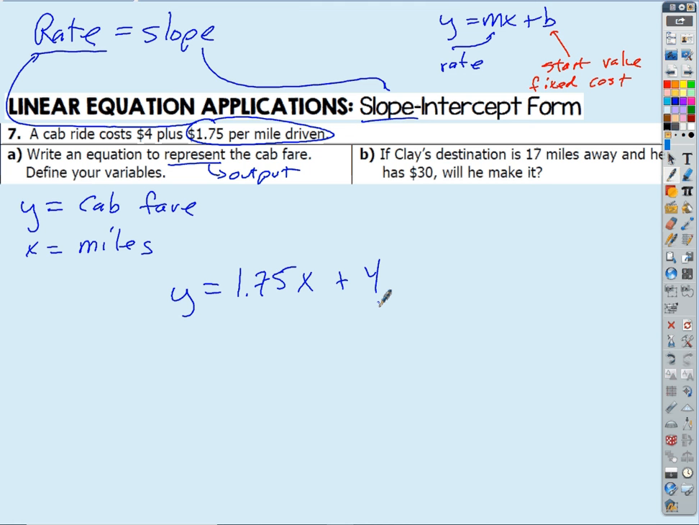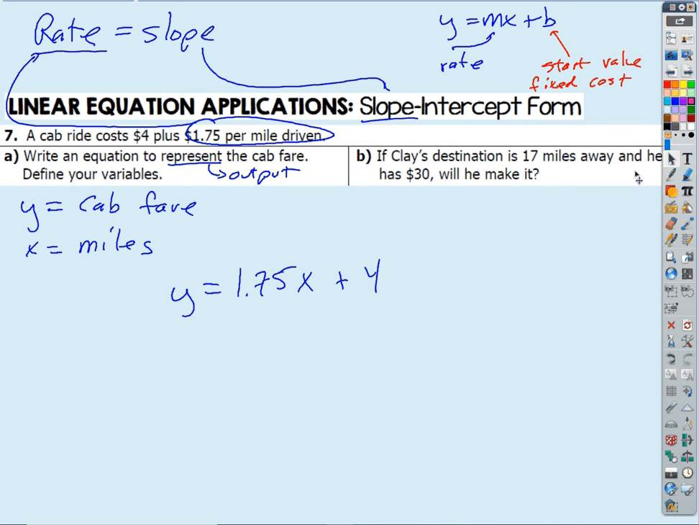Okay, so for part B, if Clay's destination is 17 miles away and he has $30, will he make it? How do we find out? Plug it in, yeah. Plug in 17 for X and see what the output is. If it's more than 30, he doesn't have enough, right? So if we plug in 17, what do we get?